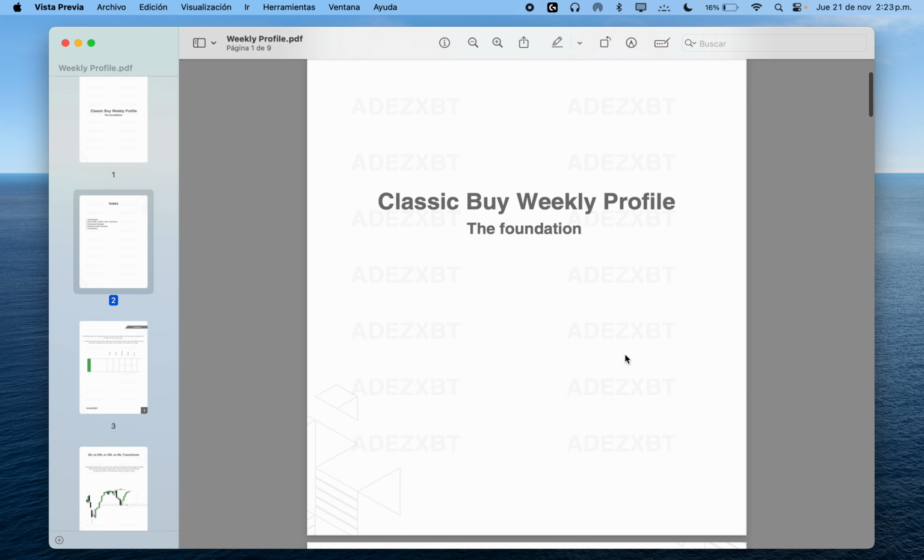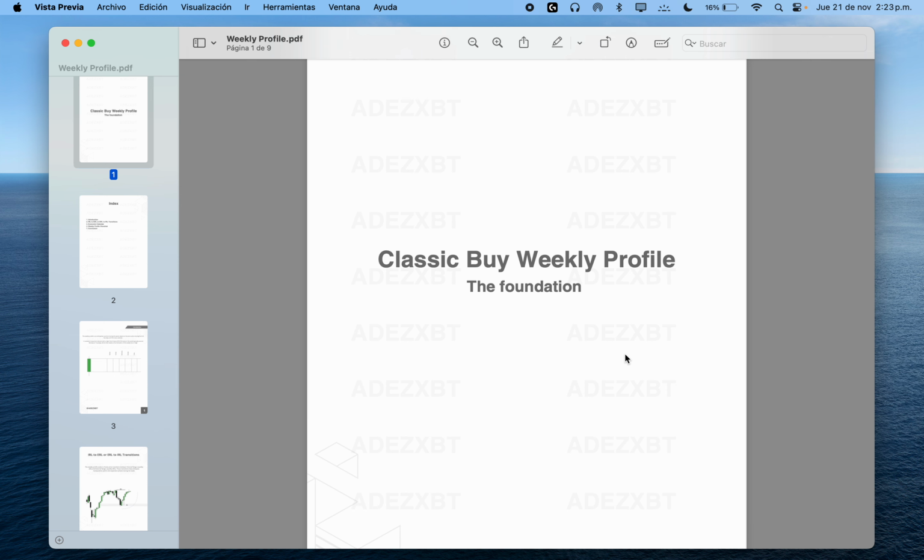There are, I believe, three types of profiles. I'm going to show you the classic buy profile. We have a void profile, we have a consolidation profile, but nine out of ten days, at least for indices, you are going to be using these ones: classic buy, and of course the opposite, classic sell, which is the same, just the opposite.